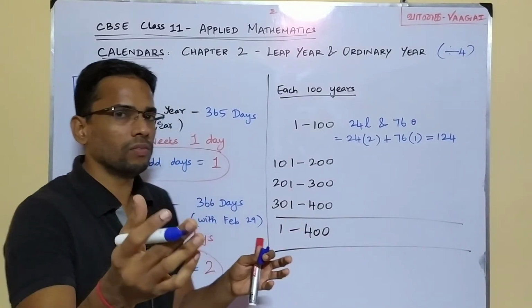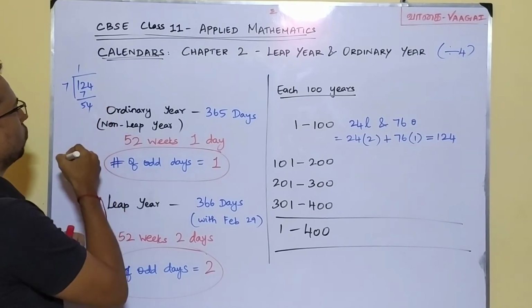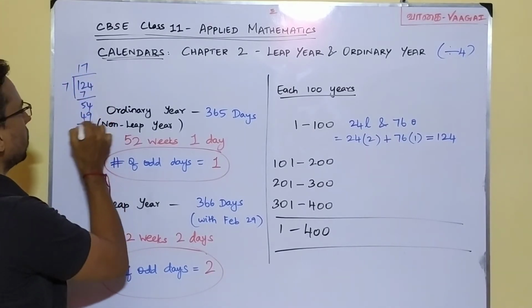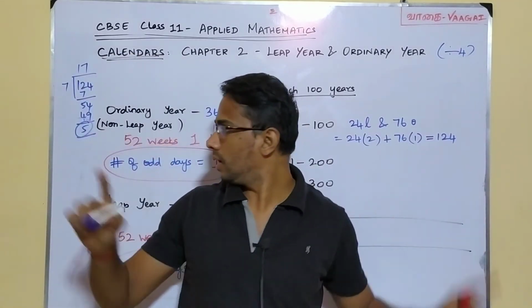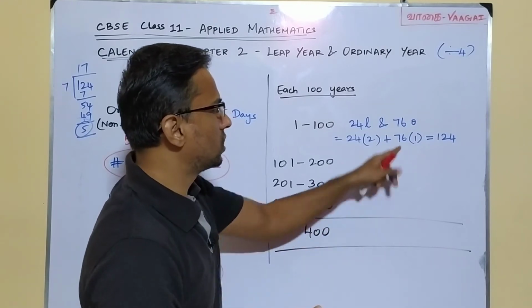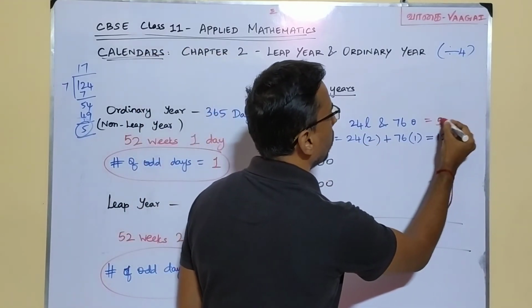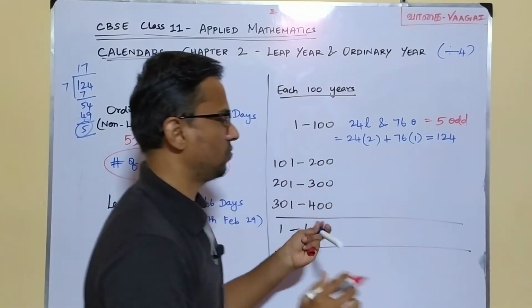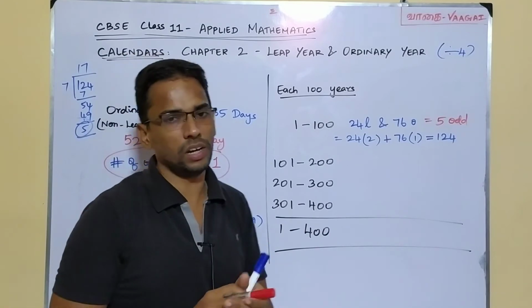For which what we do? We have to divide it by 7. That's what we do, right? So 7 ones are 7. We have remaining 54. And 7 sevens are 49. We have remaining 5. So that means for 124 days you have got, see the remainder, you have 5. So 5 odd days are there. So let me just write it to be 5 odd days. Okay, that is fine. So let's repeat the same thing for each of the other 100 years also.